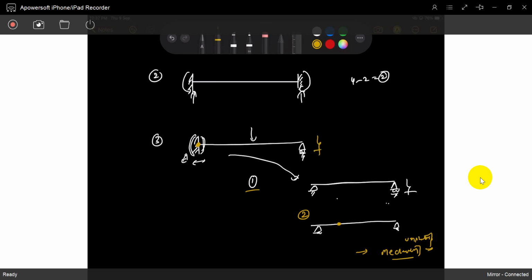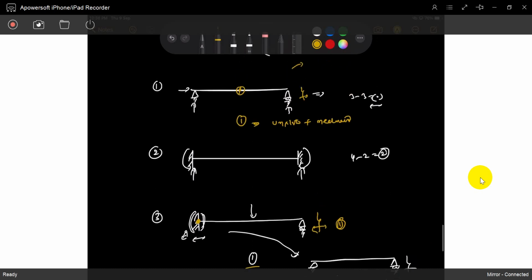But what is the indeterminacy here? The indeterminacy is 1. That's why one hinge happens. That is also, there is no chance of failure, or no chance of being unstable. So again, an extra one is required, and then it goes unstable. So for this, it is exactly stable.